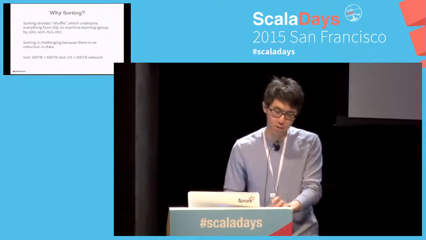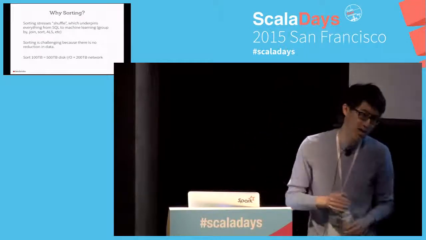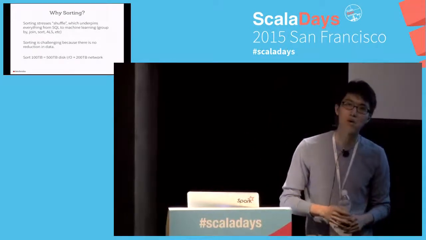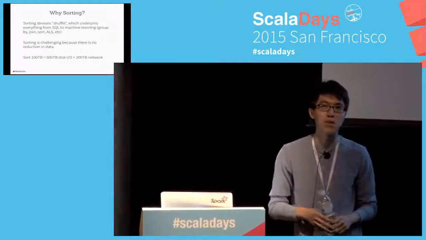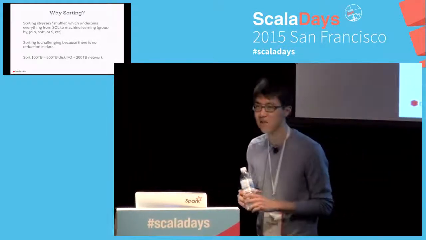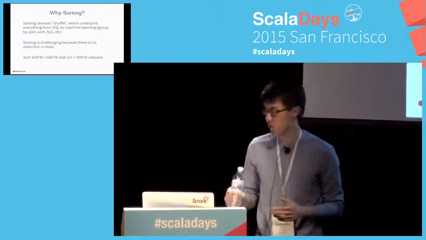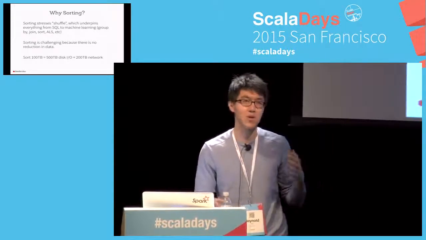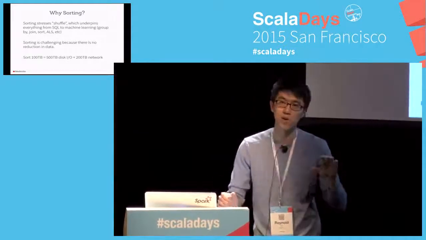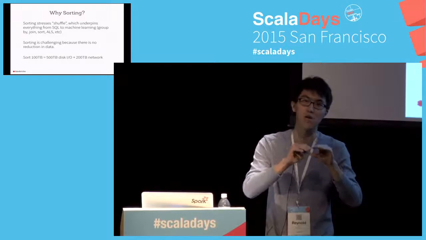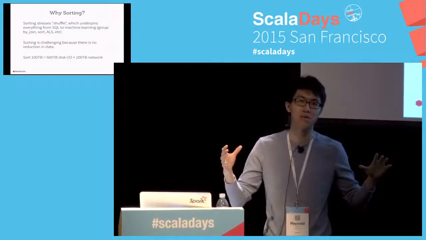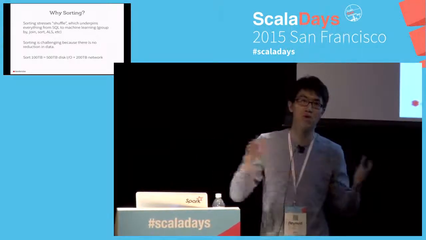One interesting question I get quite a bit is why sorting? It seems stupid to sort 100 terabytes of data. Why would you ever need to do that? The reason is it's really not about sorting itself. It's this operation called a shuffle, which is the most common operation in distributed computing. What it does is essentially exchange data between different machines.